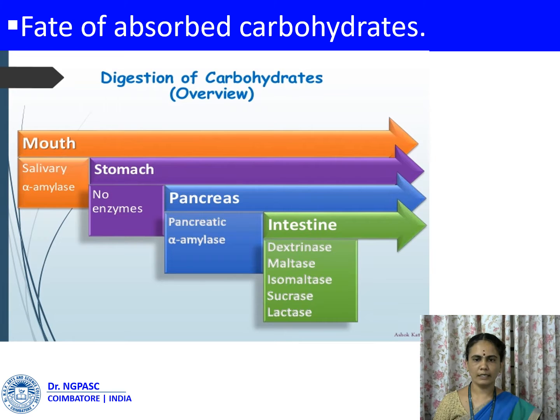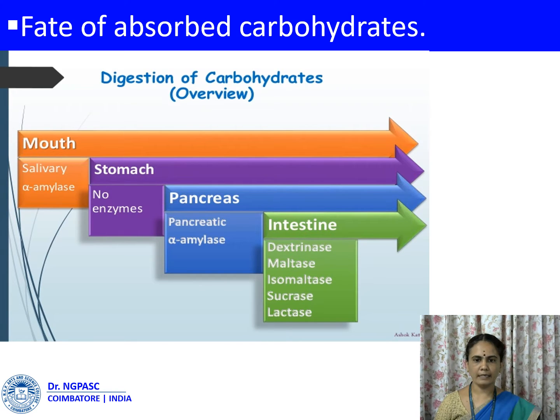Fate of absorbed carbohydrate. Normally, we are a carbohydrate-rich eating community. After a breakfast, during the digestion process, the salivary amylase enzyme present in our mouth begins our carbohydrate digestion. There is no enzyme present in the stomach to digest carbohydrates. Next, pancreatic alpha amylase is further involved in the digestion of partially digested starch molecules.